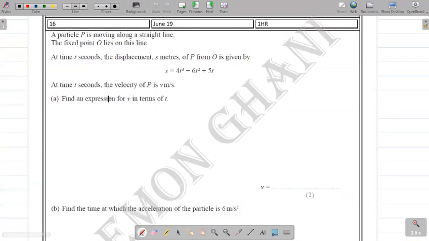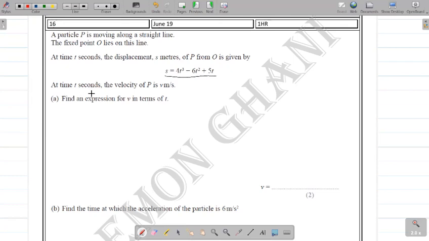Let's see here a question from the past papers, Edexcel board, question 16, June 2019, paper 1HR. It says a particle P is moving along a straight line. The fixed point O lies on this line. At time t seconds, the displacement s meters of P from O is given by s equals 4t cubed minus 6t squared plus 5t. So this is the expression for the displacement.